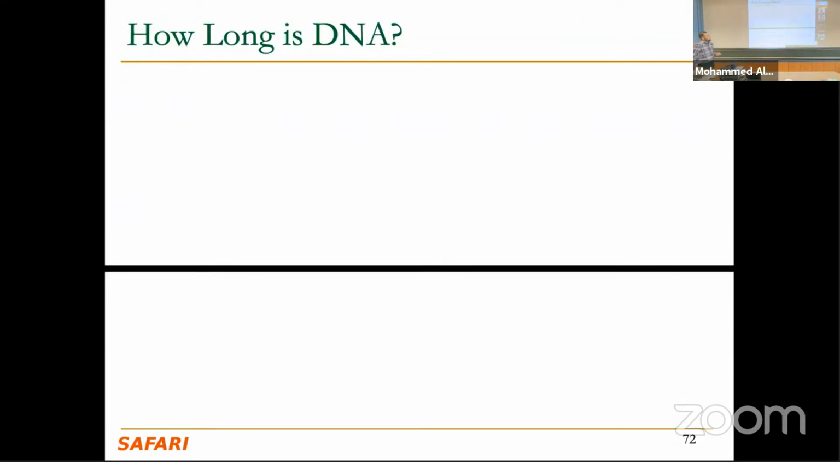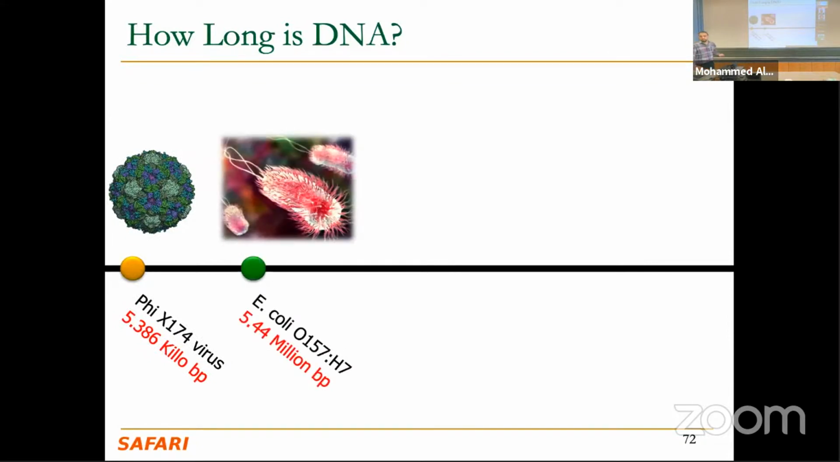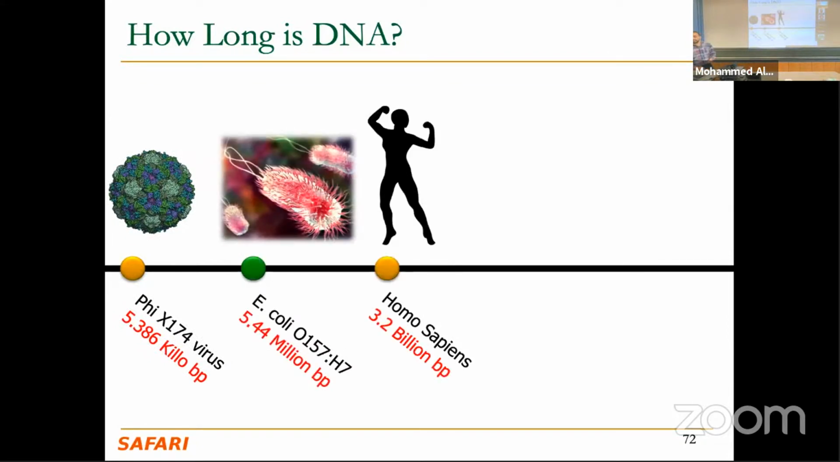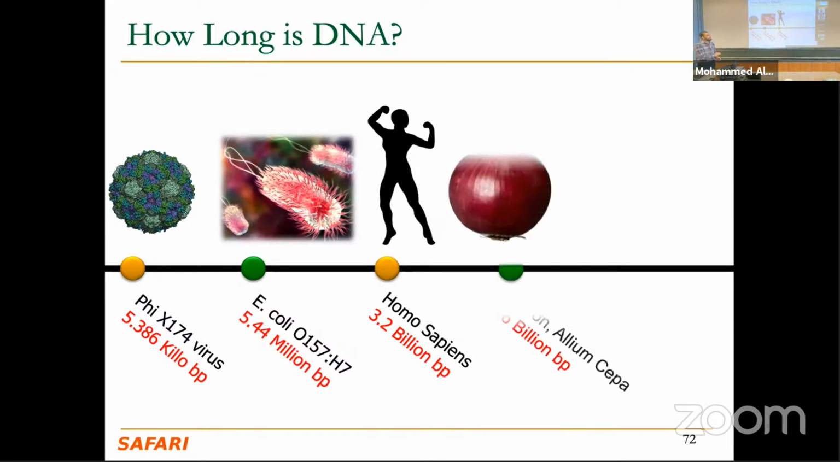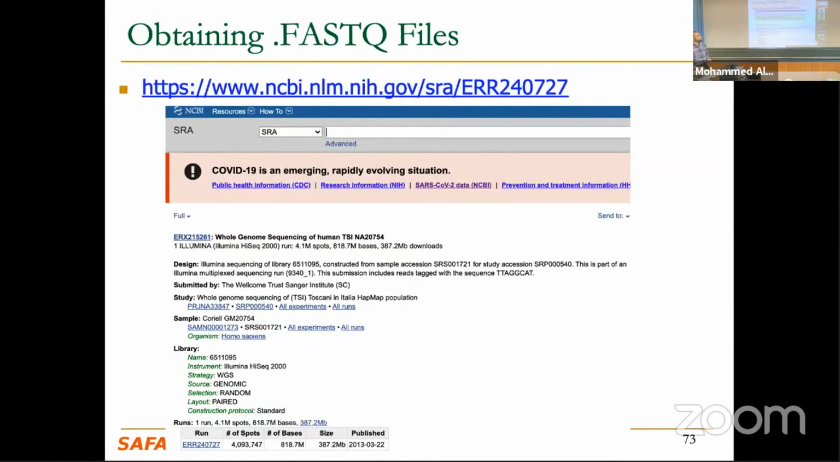Okay, so how long is the DNA normally? For viruses, a few thousand. For bacteria, a few million. For human, 3 billion. And we still are not the best in terms of DNA length. Red onion has 5x longer DNA than ours. This Japanese flower has 50x longer DNA than ours. So the workload really varies. That's why when we talk about analysis time or sequencing time, it depends on what you are sequencing, right? You can see the workload is really different.